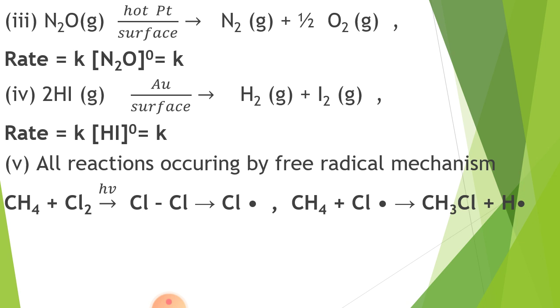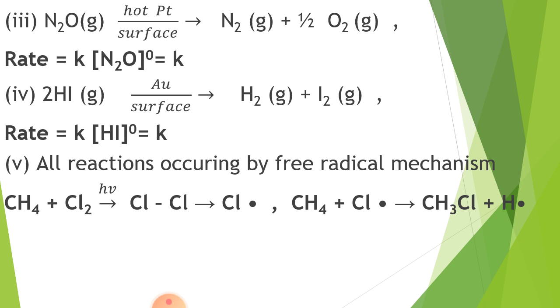One more example, the third example: N2O, nitrous oxide, when passed over a hot platinum surface, produces N2 plus half O2 gas. Here also the rate does not depend upon the N2O. Then 2HI gas, when passed over a gold surface, gives H2 plus I2. Here the rate also does not depend upon the concentration of HI. That's why this is also a zero order reaction.